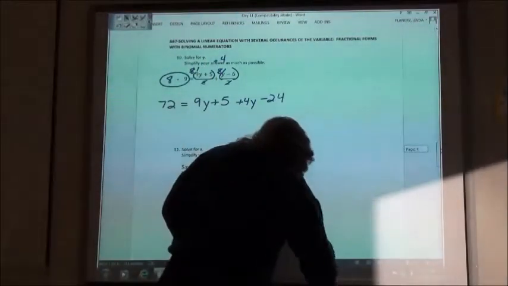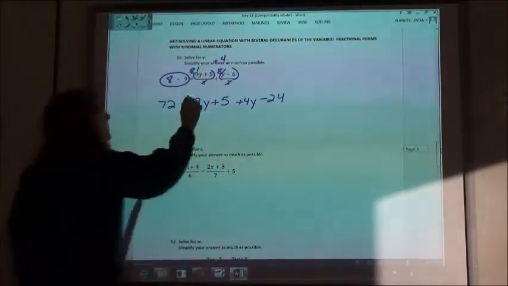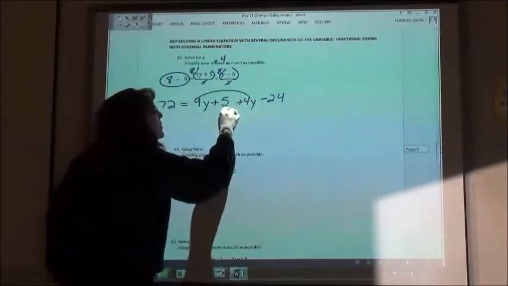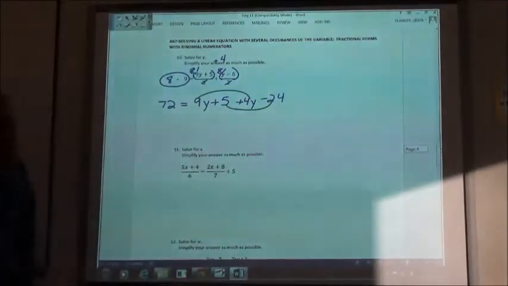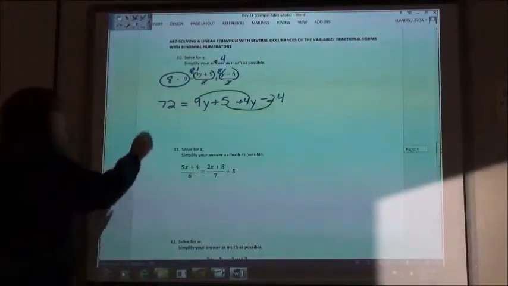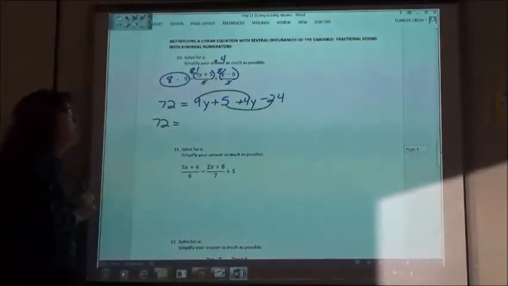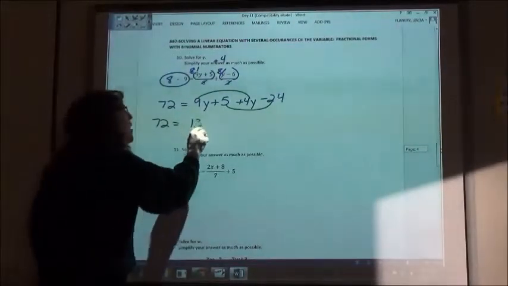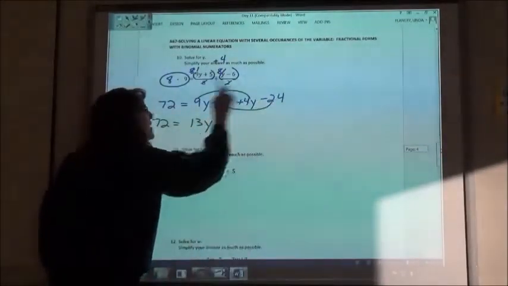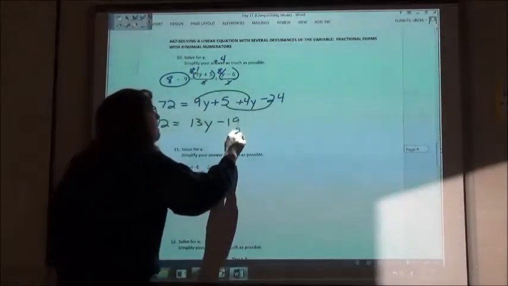Next thing, what do you suppose we should do to solve that? Put the 4 over by the 9. We're not going to move them, but we're just going to put them together because they're on the same side of the equal. So I'm just going to combine them. So 9 plus 4 is 13y. 5 minus 24, minus 19.